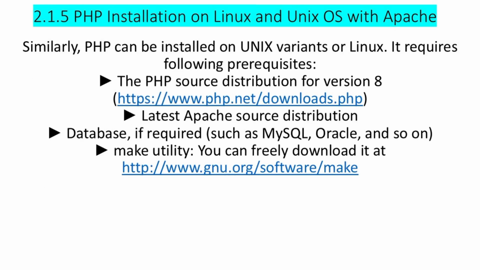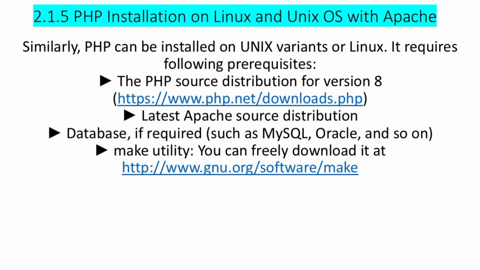Now let's move on to PHP installation on Linux and Unix systems using Apache. The process is quite similar to what we've seen for Windows and Mac OS, but there are a few prerequisites that you need to make sure are ready before installation. First, you'll need the PHP source distribution for version 8. This can be downloaded directly from the official PHP website at https://www.php.net/downloads.php. This file contains all the necessary components to build and install PHP on a Linux or Unix system.